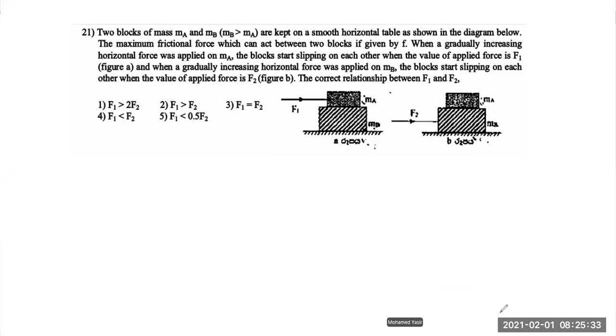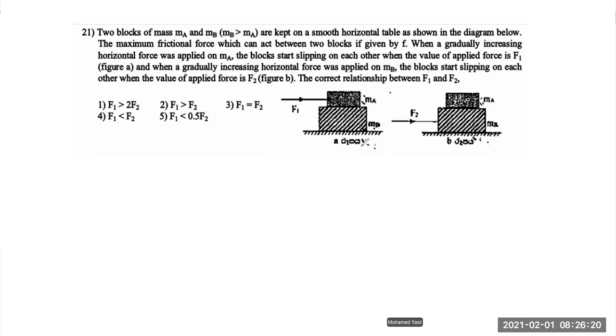Now the next question we will be discussing is the 21st question, and let's see what that question is all about. Two blocks of mass MA and MB are kept on a smooth horizontal table as shown in the diagram below. The maximum frictional force which can act between the two blocks is given by F. When a gradually increasing horizontal force was applied on MA, the blocks started slipping on each other when the value of applied force is F1. And when a gradually increasing horizontal force was applied on MB, you can see it's applied on the block at the bottom, the blocks start slipping on each other when the value of applied force is F2. The correct relationship between F1 and F2? So we have to find out the relationship between F1 and F2.